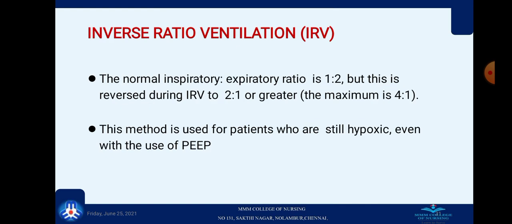Next we can see the inverse ratio ventilation, IRV. The normal inspiratory to expiratory ratio is 1:2. But this is reversed during IRV to 2:1 or greater, the maximum is 4:1. This method is used for patients who are still hypoxic even with the use of PEEP.